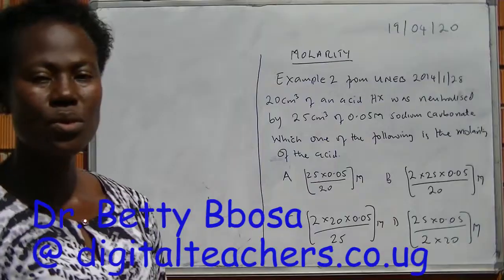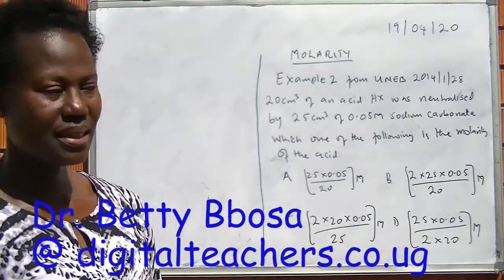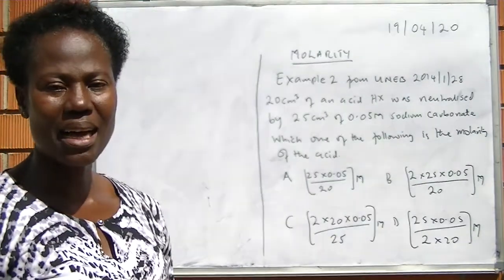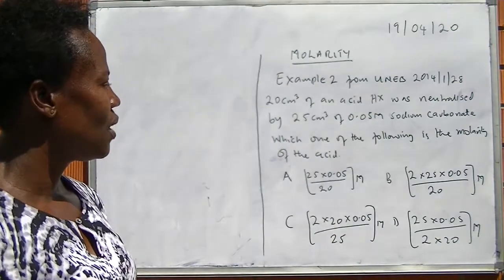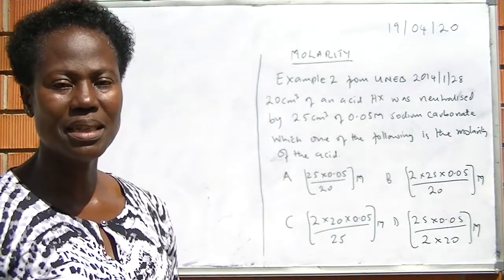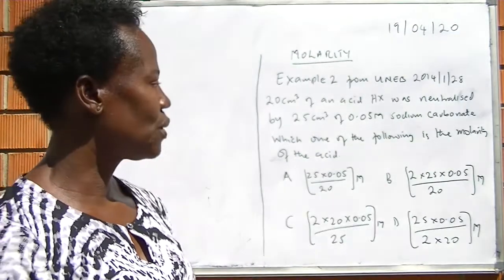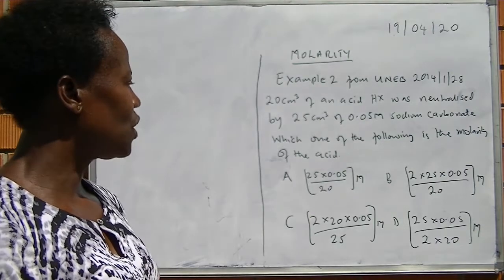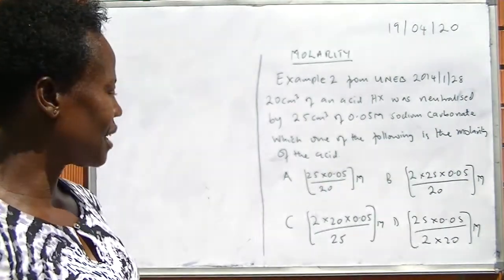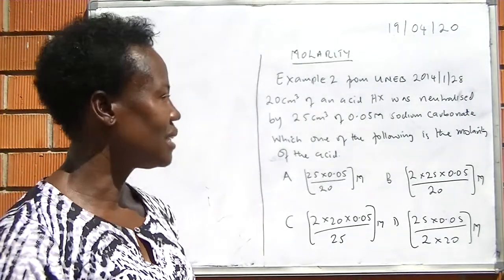This time, 2014, paper 1, number 28. 20 cubic centimeters of an acid HX was neutralized by 25 cubic centimeters of 0.05 molar sodium carbonate. Which one of the following is the molarity of the acid? We are given objectives A, B, C, and D.